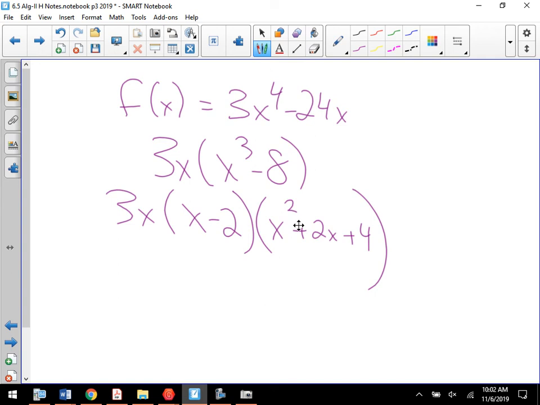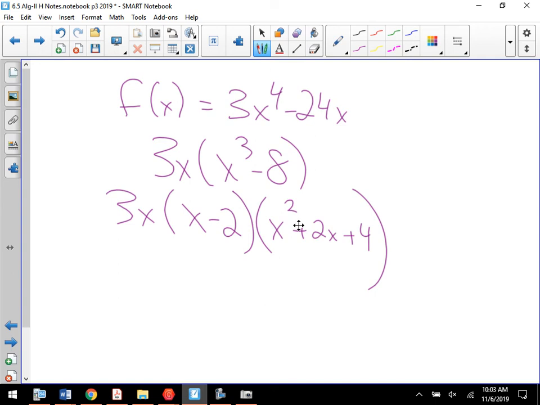That was that AB stuff? Yeah. So a cubed minus b cubed was a minus b times a squared plus ab plus b squared. And if it was a plus b, it was a plus b times a squared minus ab plus b squared. That's right.